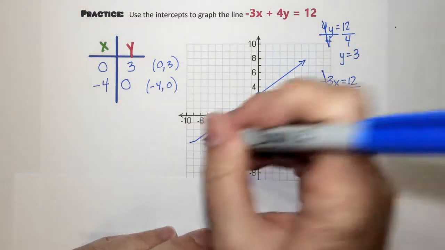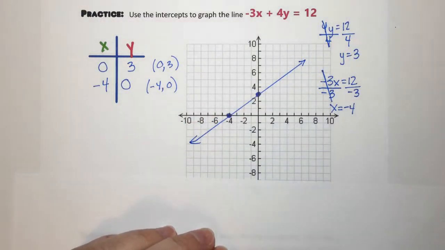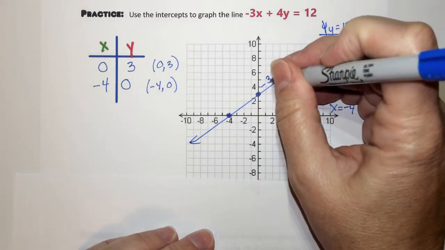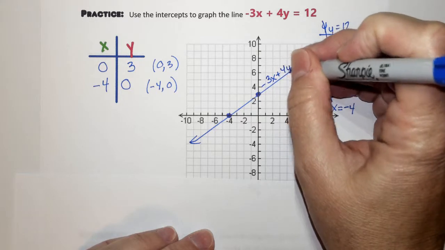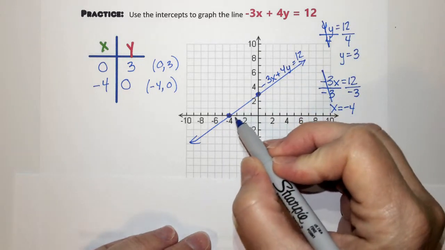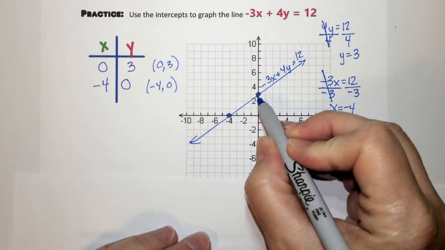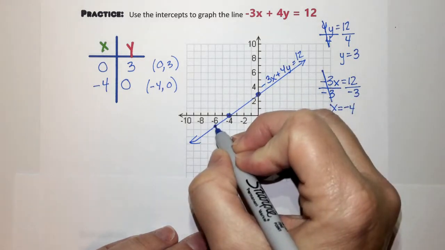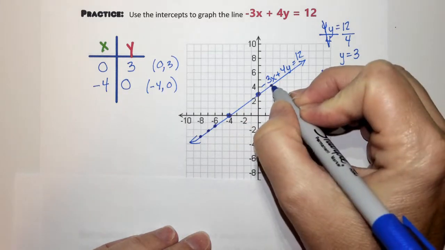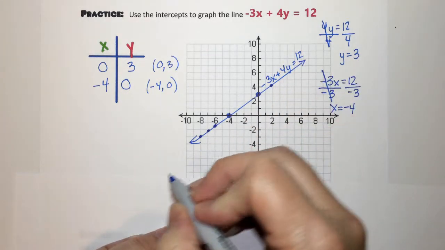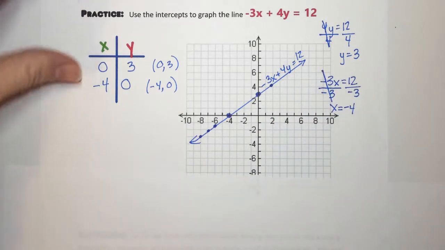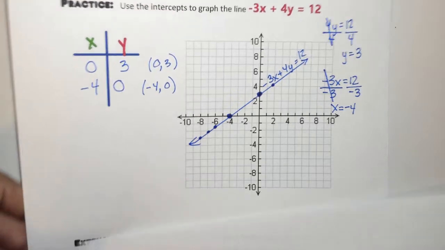And draw a line with arrows to show it's a line. Now this line that represents the line negative 3x plus 4y equals 12, this line here represents all of the possible solutions. I just showed 2, but obviously this point is on the line, this point is on the line, this point is on the line, this point is on the line. That's what a line is. It's an infinite number of points that goes on forever. All right, so far so good.